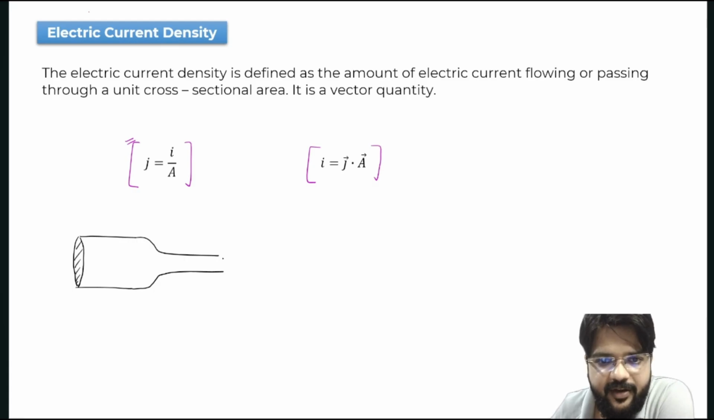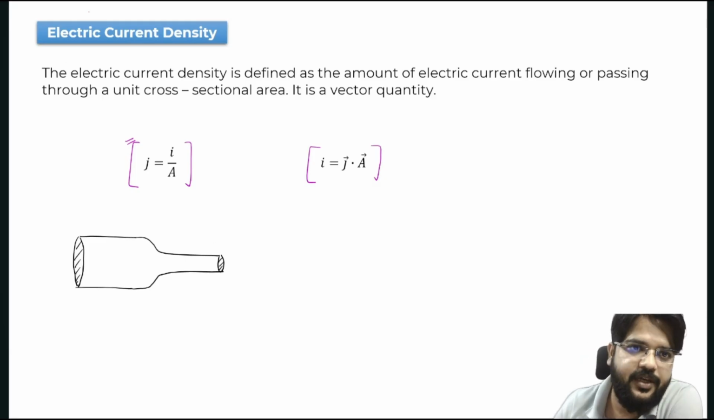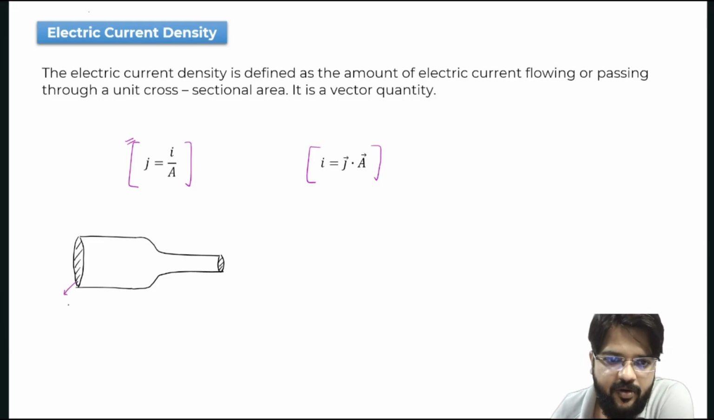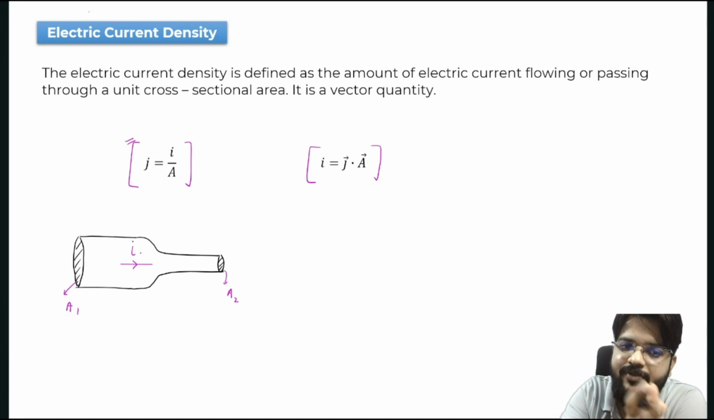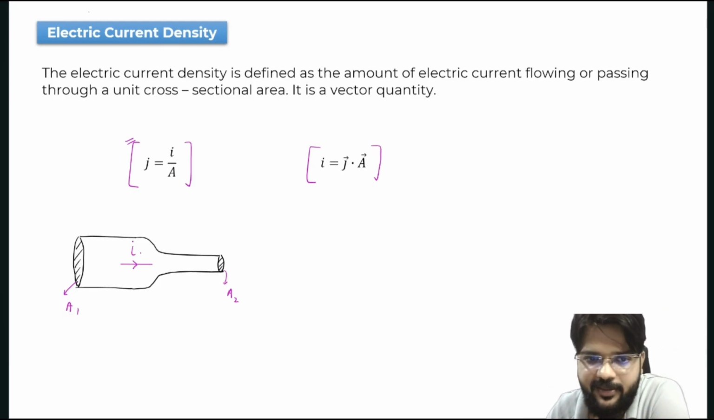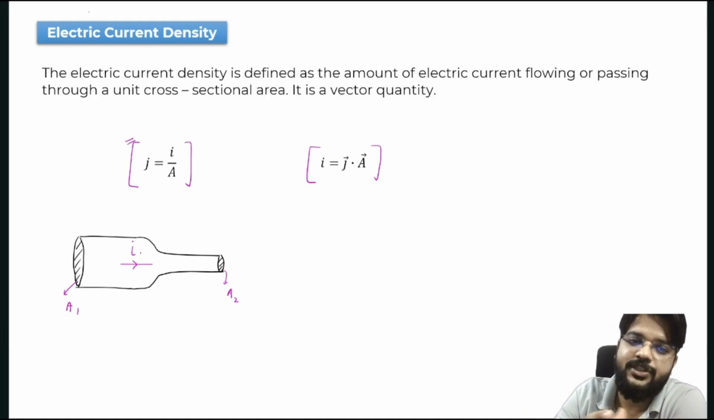So here we have one wire, and the cross section area of this wire is varying continuously. Let's suppose the area of section 1 is A1 and the area of section 2 is A2, and the current flowing through this wire is, let's suppose, I. So the current passing through the A1 section and the current passing through the A2 section should be the same. This thing we know. Here the cross section area is varying, but the current should be the same.